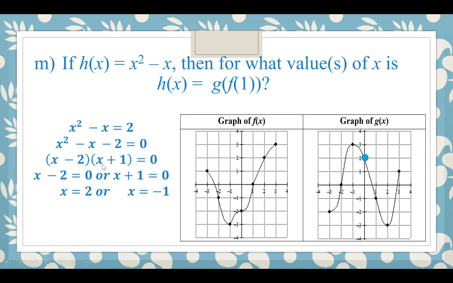Once you have the two factors, you can use the zero product principle. This set of parentheses times this set of parentheses equals 0. That means one of those sets of parentheses must equal 0, because that's the only way you can multiply two quantities and get an answer of 0. So now I just have these tiny little equations to solve, and I find that x is equal to 2 or x is equal to negative 1. And those are the values where h of x is equal to 2, which is g of f of 1. And I'm finished with this problem.